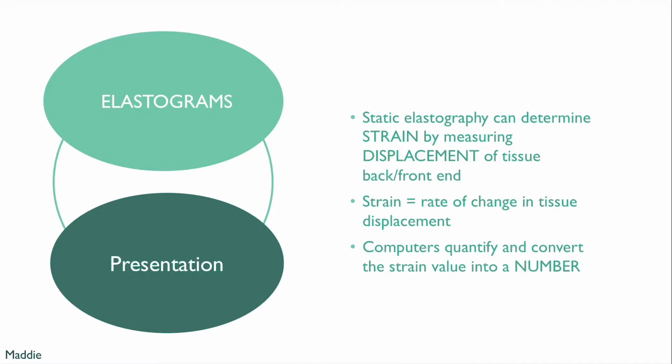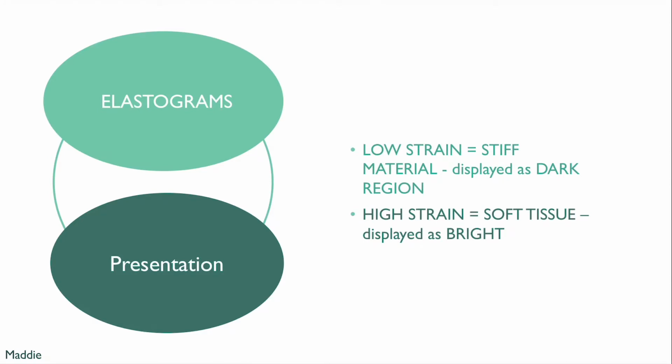The quantifiable information or number values are then converted to a color or grayscale. This is similar to how we convert A mode information, or the amplitude values, to B mode, displaying as shades of gray. A general rule to follow is low strain values or stiffer materials are displayed as dark regions, and high strain values or softer tissues are displayed as brighter regions.